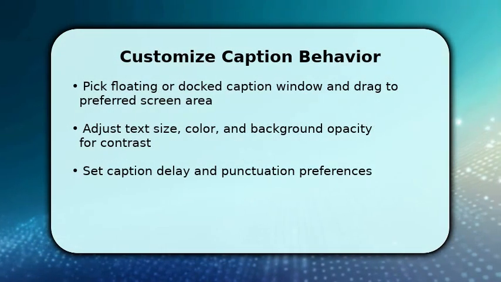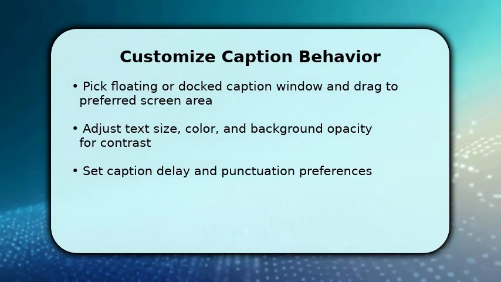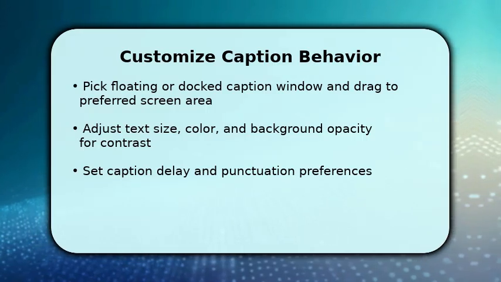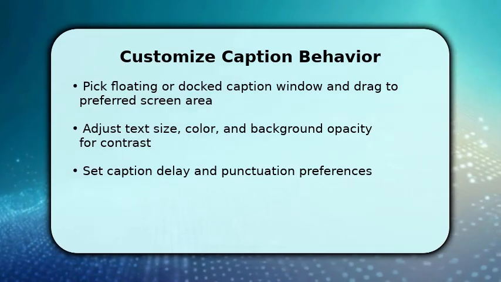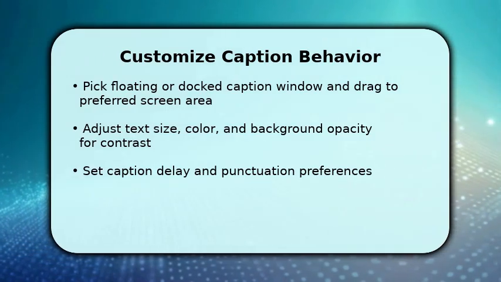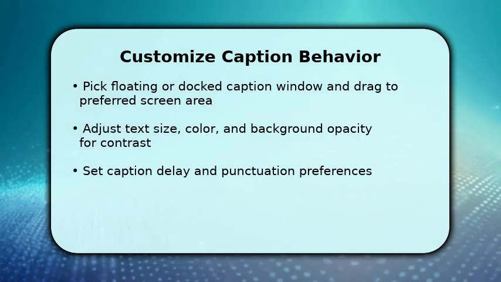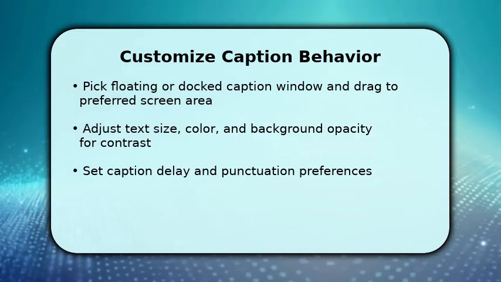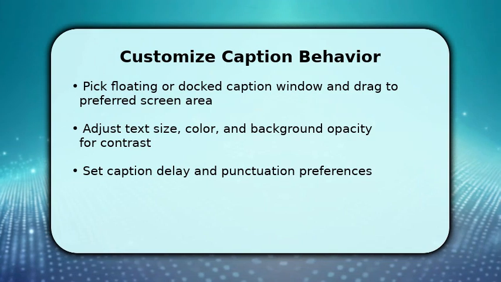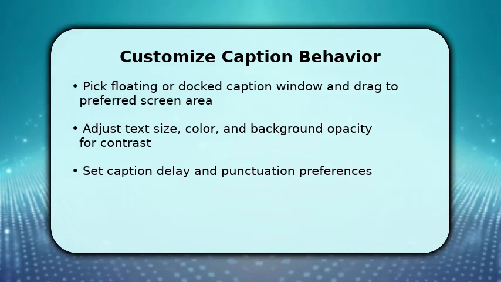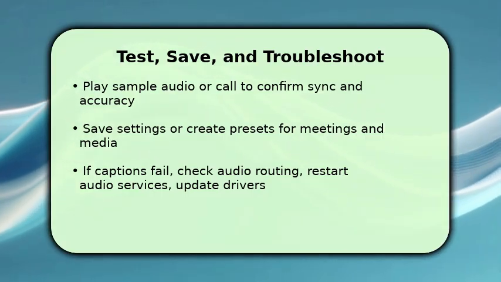Next, you'll customize how captions appear and behave so they stay readable in any app. Choose a floating window if you want captions over content, or dock them to the top or bottom, then drag to a spot that doesn't block important visuals. Adjust text size, color, and background opacity for clear contrast. Brighter backgrounds help over dark videos. Also tweak caption delay and punctuation so the timing matches spoken words, which reduces overlap and keeps captions coherent during rapid dialogue. Finally, test captions with a video or a quick call to confirm sync and accuracy.